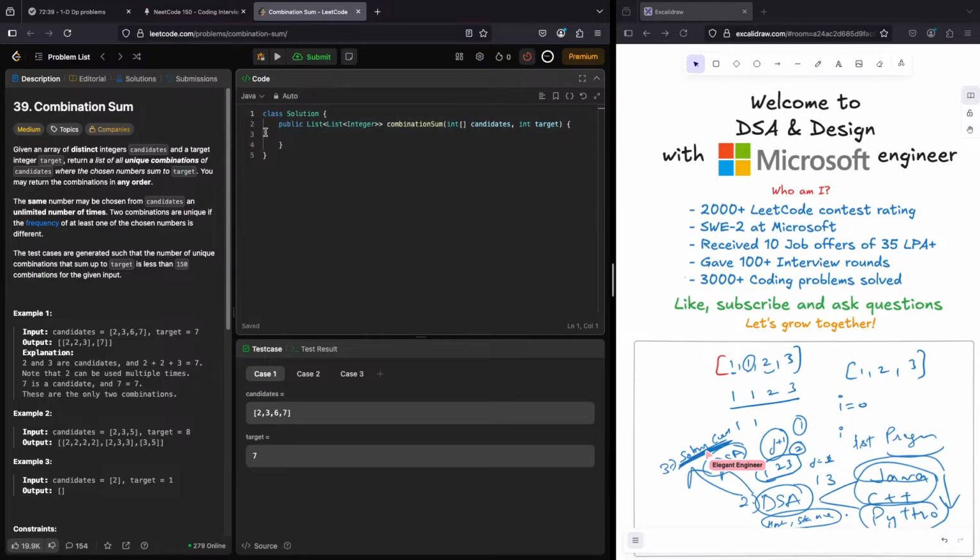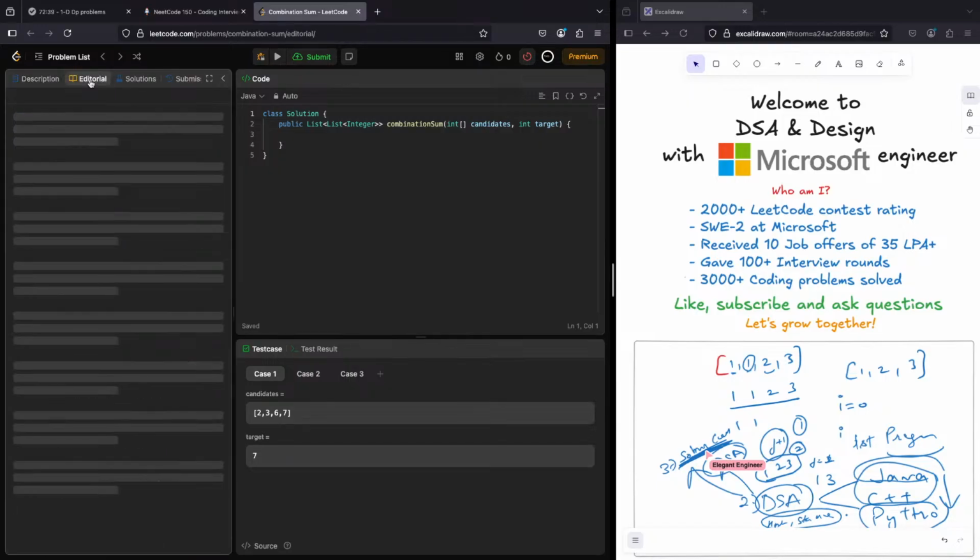Mostly when you start, you will not be able to solve straight away, but that's okay. That happens with everyone. Don't give up, and still work hard towards it. If you're not able to solve it, go to the editorial section.